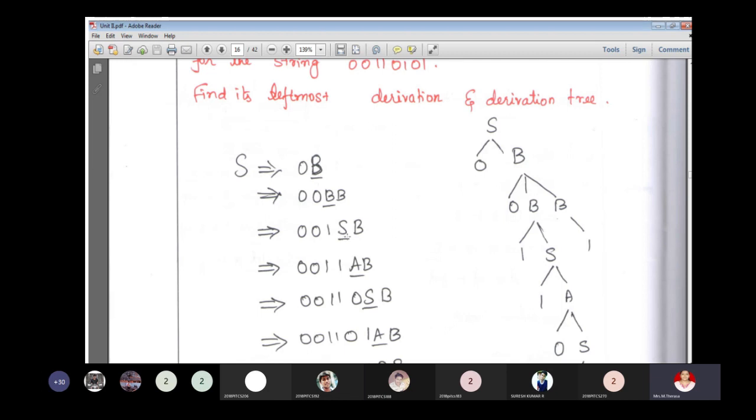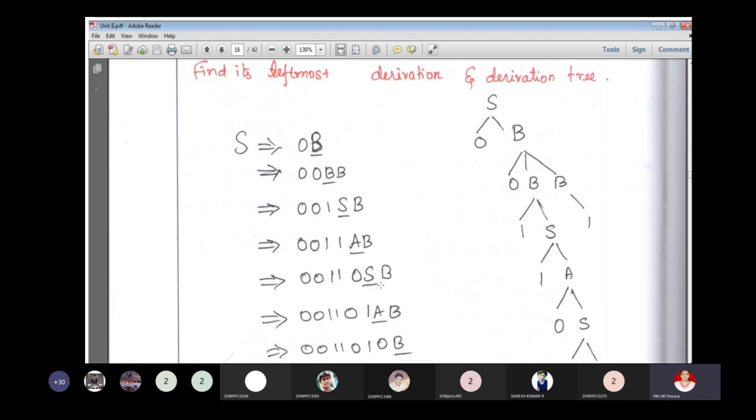Again you have two non-terminals S and B. Again you have to choose the leftmost non-terminal S. And this S can be replaced with 1A. Again you have two non-terminals A and S. Again you have to choose the leftmost. So A is the leftmost, so you can replace this A by 0S.